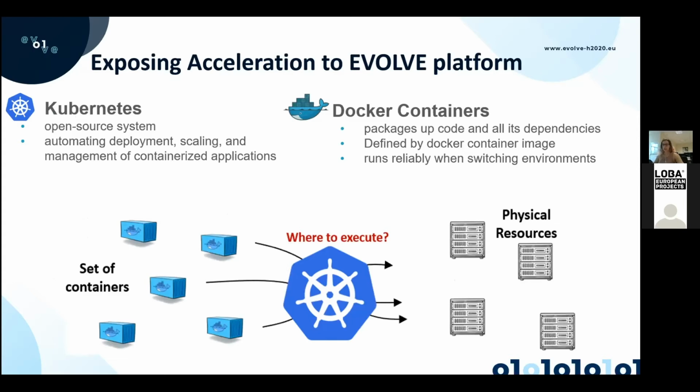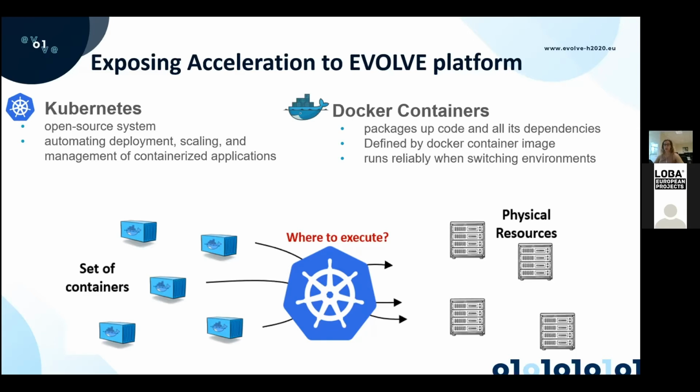Access to these acceleration capabilities is exposed to the Evolve platform through the resource manager selected, which is Kubernetes. Kubernetes is an open source system deployed on top of a cluster of nodes and responsible for orchestrating, scheduling, and in general managing containerized applications.